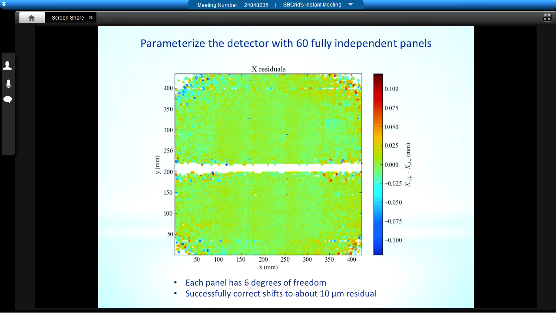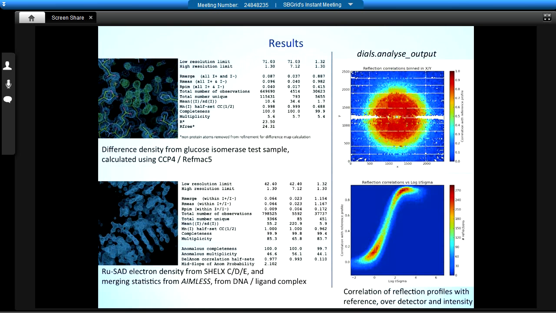We can parameterize the detector now. Instead of thinking of the detector as a monolithic block, we've divided it into 60 independent panels, each with full three-dimensional translation and rotation. And once we model the data like that, the residual becomes 10 microns, which is a small fraction of 1 pixel. So it's pretty encouraging. I think this is what I want to see for data integration.